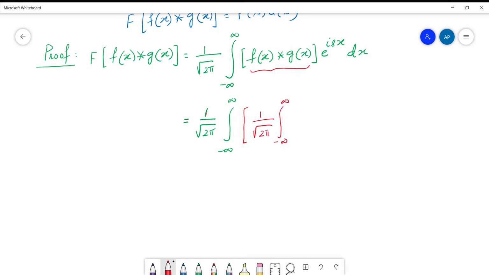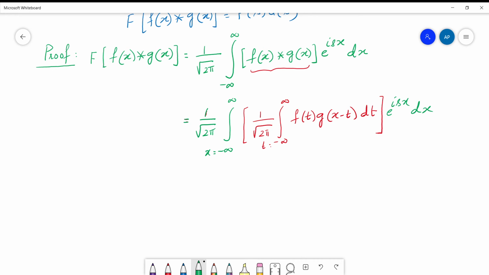Note that the outer integral which we are writing is for the variable x. Now what are we writing? It is for t. That is how our definition went. f of t, g of x minus t. Then you complete by writing dt. Close the bracket. So now you have finished with f of x star g of x, and the remaining part of the integral is e power isx dx. So this outer integral is for x, inner integral is for t.